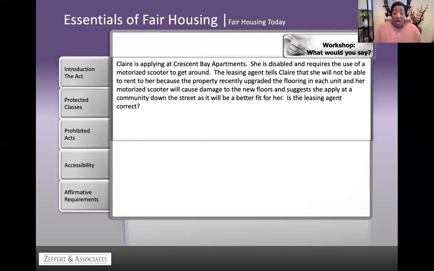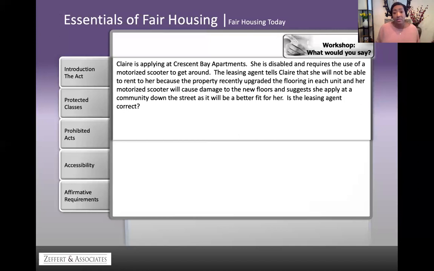By steering her, the leasing agent discriminated against her because she was in a scooter. She also steered her down the street to where she felt it would be best, because basically she was saying, we don't want any damage to our units. We just got these beautiful hardwood floors. Your motorized scooter is going to shred them. So why don't you go ahead and go down the street?